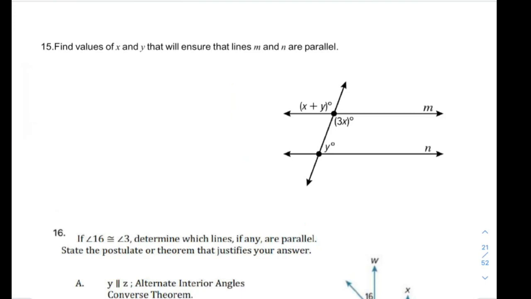Find the values of x and y that will ensure that lines M and N are parallel. Okay. If the lines are parallel, M is parallel to N, that means we can apply the corresponding angle theorem, alternate interior angle, alternate exterior angle, whatever. From the first equation that we can see here, 3x plus y, they are forming consecutive interior angles. So their sum is 180. So we can say that 3x plus y equals 180 degrees. This is equation number 1.